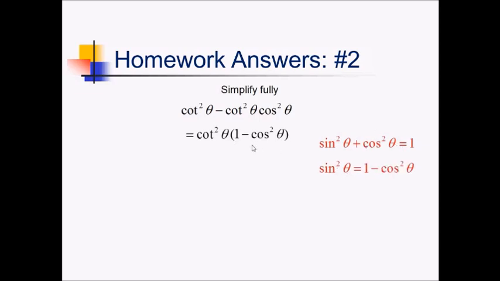I'm going to go ahead and replace this 1 minus cosine squared with sine squared because that's simpler looking. All right, now I know there's got to be something I can do with cotan squared and sine squared. Cotan squared I know is really cosine squared over sine squared. That means that I can cancel out this sine squared down here and the sine squared up here, which leaves us conveniently with just cosine squared.